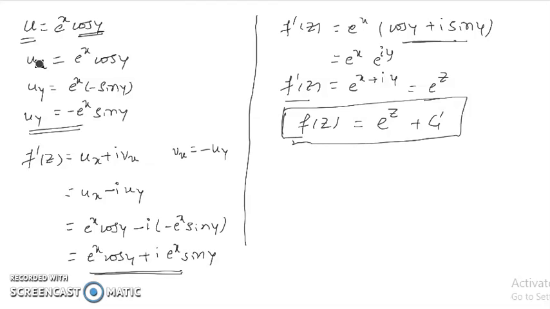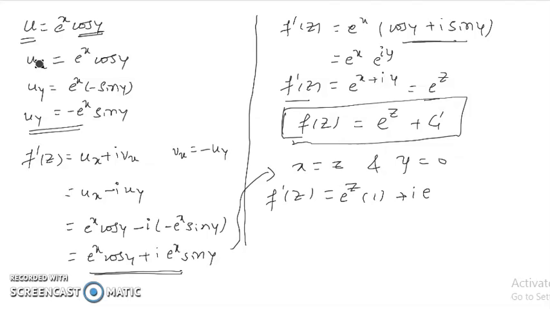Or else, if I am going to use the Milne-Thomson method, again from here I have to substitute x equal to z and y equal to 0. So here f dash of z is equal to, wherever x is there, I substitute z, e to the power z, and wherever y is there I substitute 0. So cos of 0 is 1, plus i e to the power z, sin of 0 is 0. So what we are getting is e to the power z. This term is going to be 0. So this is f dash of z.